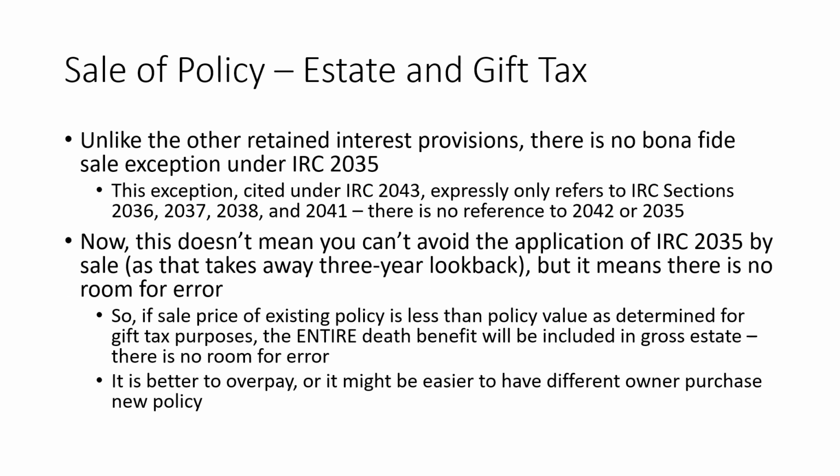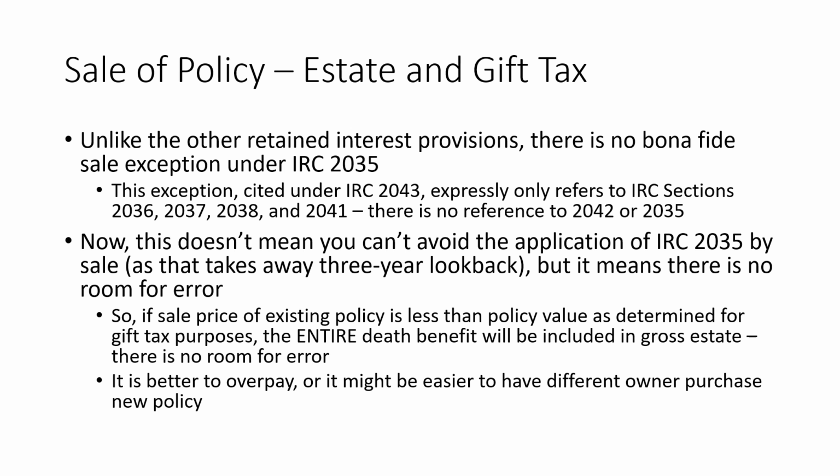So with other retained interest provisions we've looked at, I cite 2036, 2037, and 2038 as specific episode topics I've covered. And then 2041, general powers of appointment. All of those allow you to reduce the value of what's included in your gross estate if you can prove in full or in part that there was a bona fide sale for full and adequate consideration. And if you don't really meet the full fair market value, it can at least potentially reduce the value that's included in your gross estate by the portion that you sold.